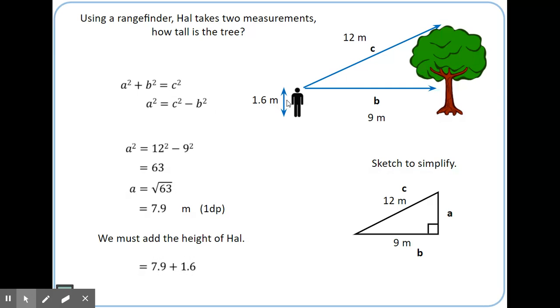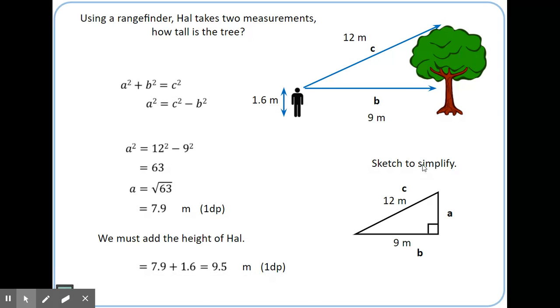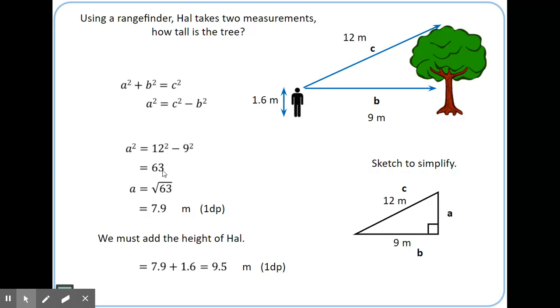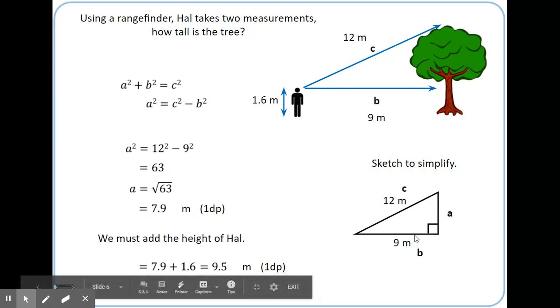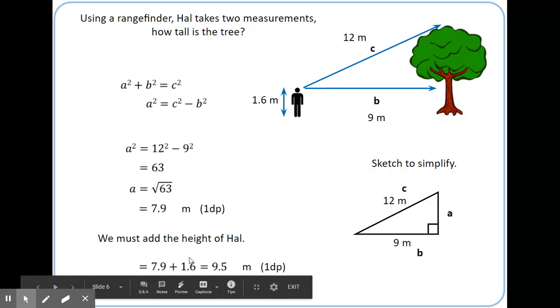Now we must add the height of Hal because Hal is holding the rangefinder, which gives us 9.5 meters to 1 decimal place. Notice initially I have sketched to find a simpler version. Then I apply the Pythagoras theorem. You have to be clear whether you need to be adding or subtracting. If you're finding the longer side, you would be adding, and if you're finding one of the shorter ones, you will be subtracting. Ensure you square root your answer. Once square rooted, you will be rounding to 1 decimal place. Add or subtract depending on the question.